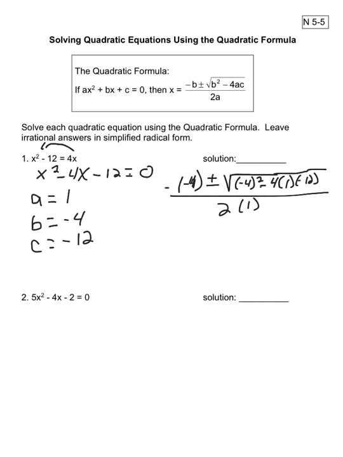Square root, parentheses, negative 4, close them, squared. Now minus, this is a minus sign, not a negative sign. Minus 4, parentheses. What was my A again? 1. And my C is negative 12. All over 2 times my A again, which is 1. Enter, and you should get 6. We write that down.